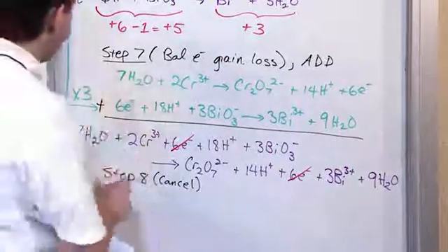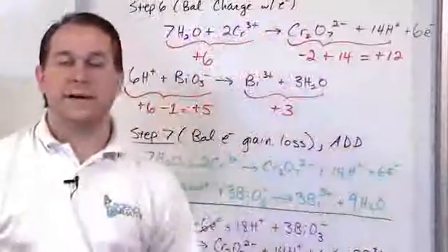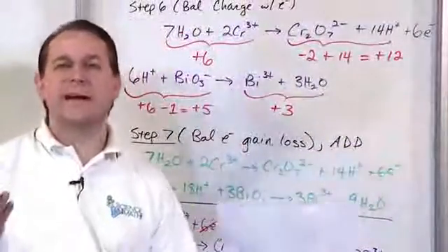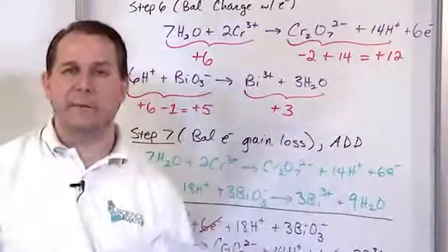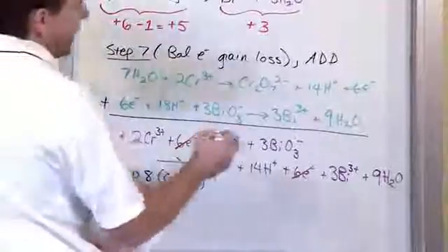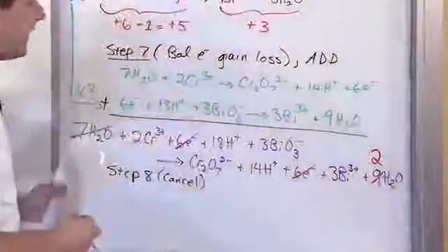Now this is interesting. We have 7 waters on the left, but we have 9 waters on the right. 7 waters on the left, 9 waters on the right. How many waters can we cancel? You're trying to cancel as much stuff as you can that's common to both sides. So I'm going to strike out all 7 of these waters, and I'm going to cancel all of them. So there's only going to be 2 waters left.